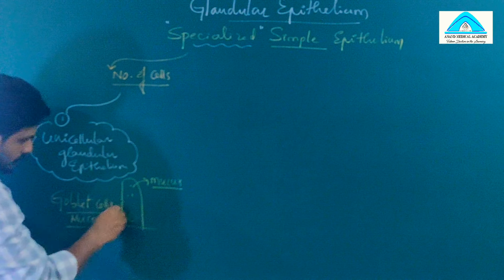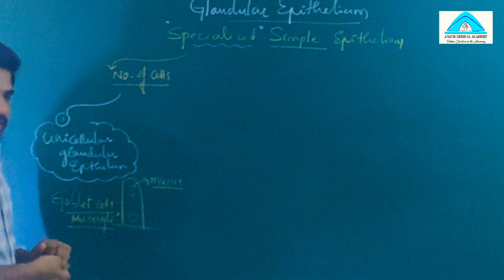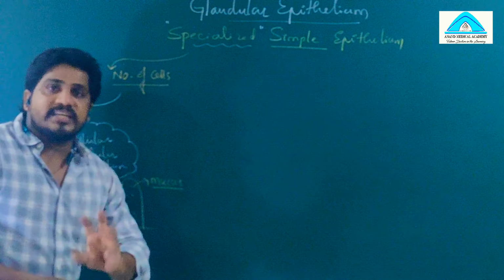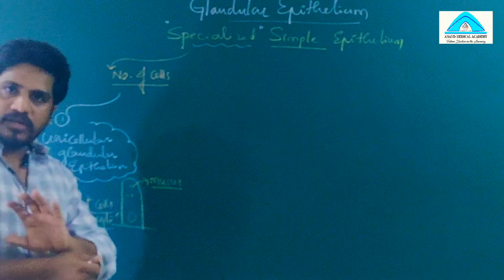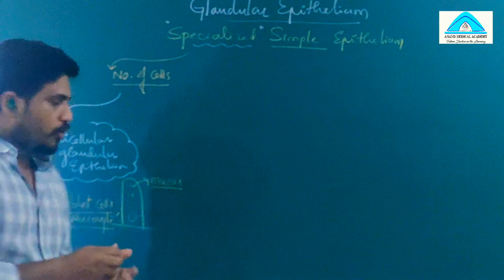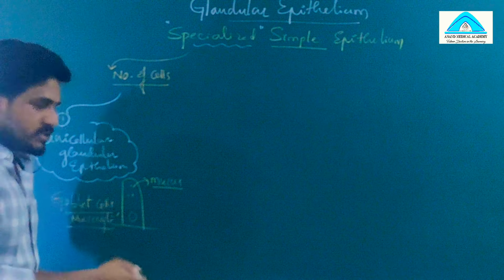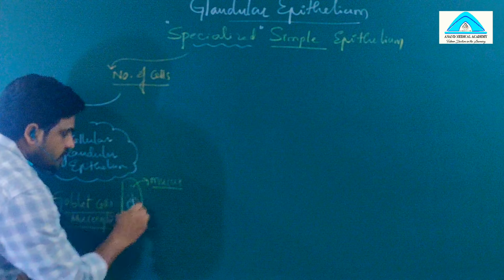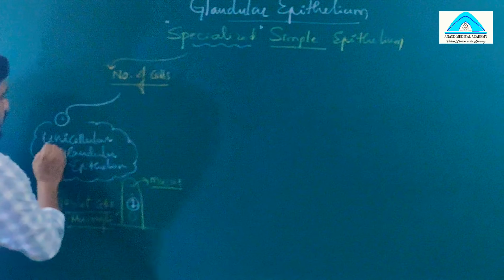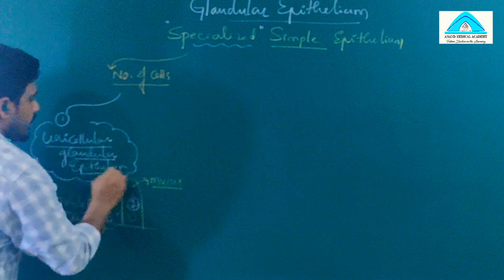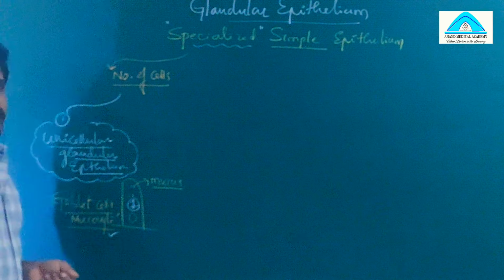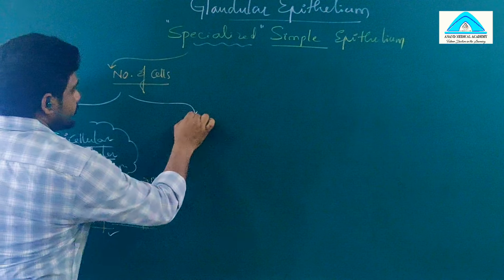Here one should observe how many cells are secreting. We are talking about a criterion, that is the number of cells. Clear? Not the amount of secretion. How many cells are participating in the secretion? Secretion means release. So only one cell is participating. That is what is called unicellular glandular epithelium. Example, goblet cells.